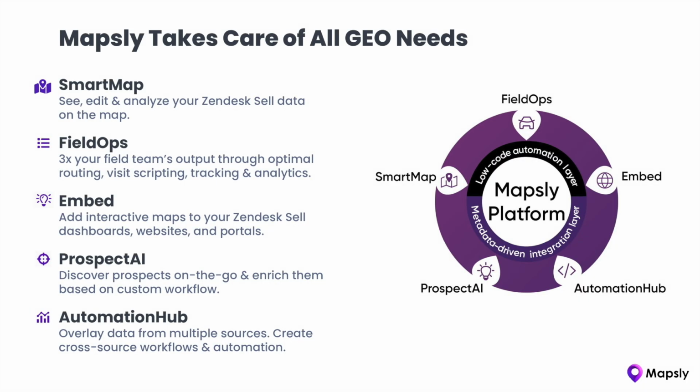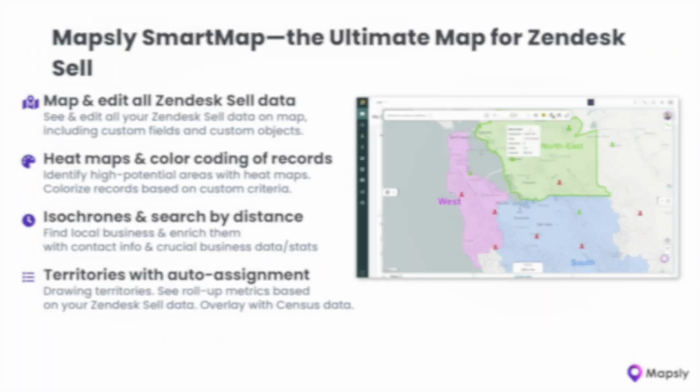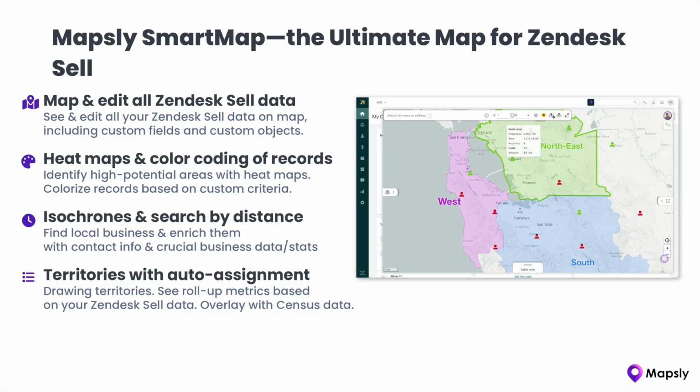Mapsly is a map and field sales enablement platform for Zendesk Sell that addresses all client needs related to geography. Smart Map shows all Zendesk Sell data on the map, including custom fields and custom objects without any custom development or integration, and allows you to analyze data using a wide range of tools.